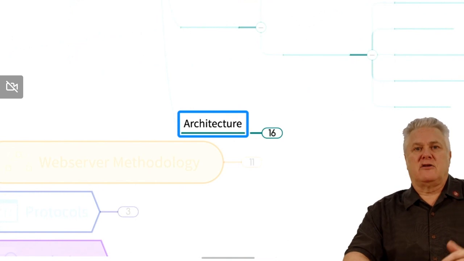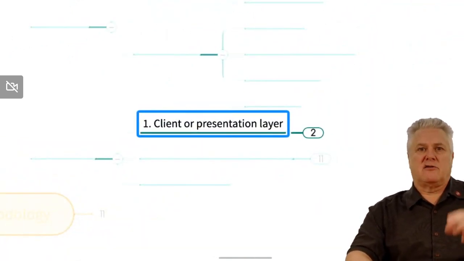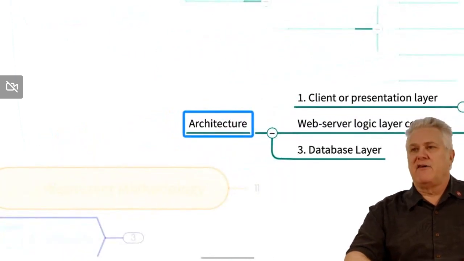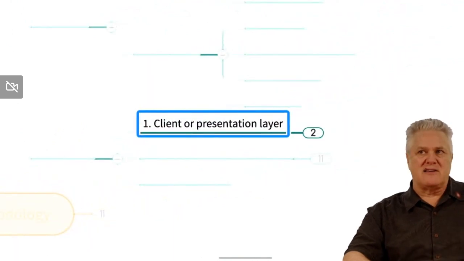What's the architecture look like under this? Now, there is no one architecture, but generally it breaks into kind of 3 sections here. We have the client, the web server, and the database. And so that's how we break down today's discussion.